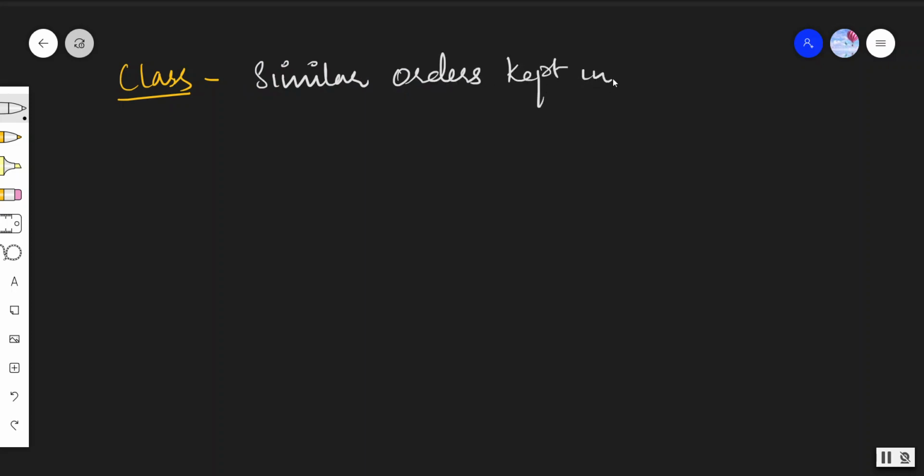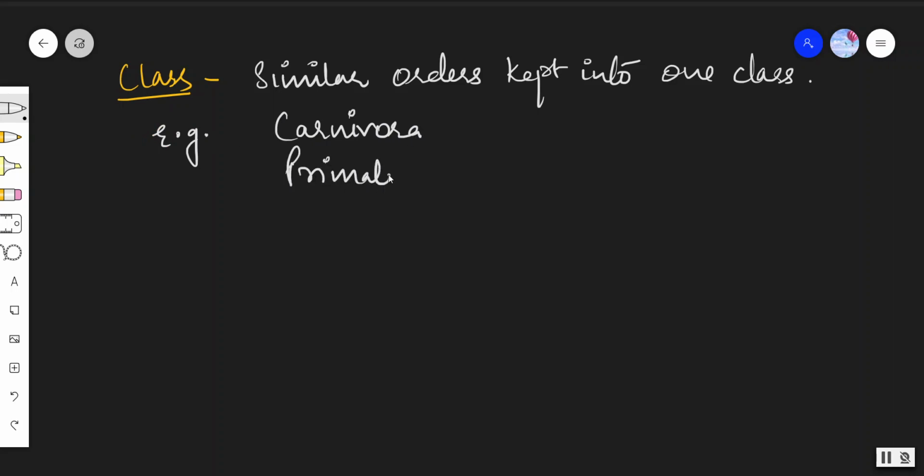Next, moving towards the next one, that is class. Now all the similar orders are kept into one class. If we take an example, Carnivora and Primata, which includes primates, are kept in the same class, that is Mammalia. Clear?